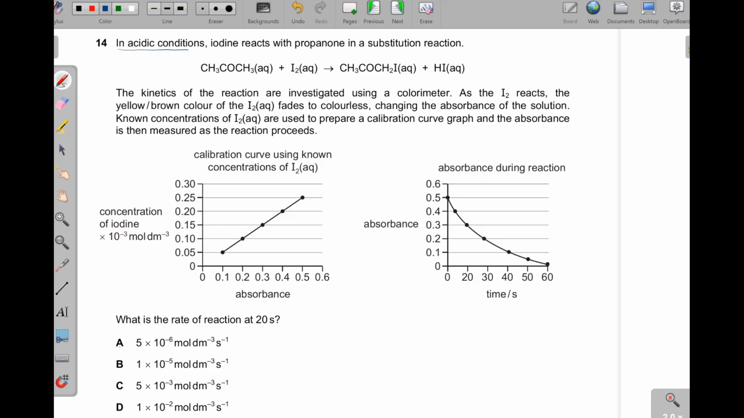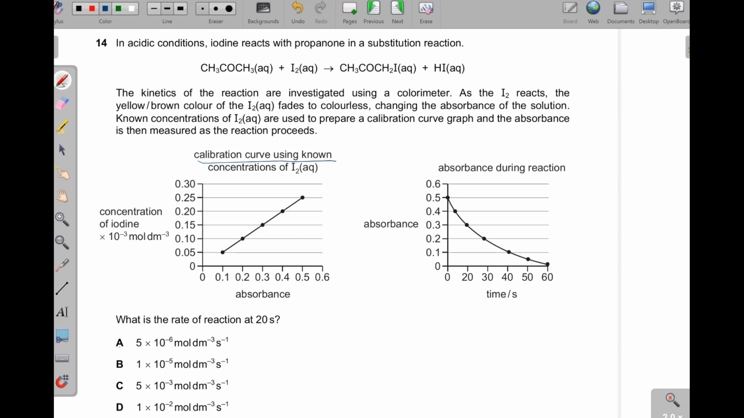Question 14. In acidic conditions, iodine reacts with propanol in a substitution reaction. So we have this equation here. The kinetics of the reaction are investigated using a colorimeter. And that is to do with the change in the colors. As the iodine reacts, the yellow or brown color of iodine fades to colorless, changing the absorbance of the solution. Known concentrations of iodine are used to prepare a calibration curve graph, and the absorbance is then measured as the reaction proceeds.